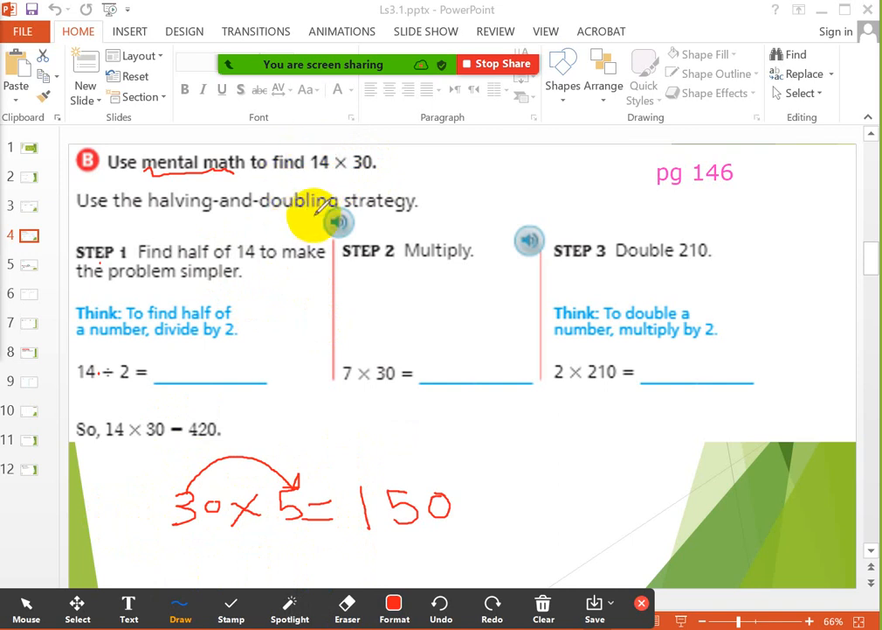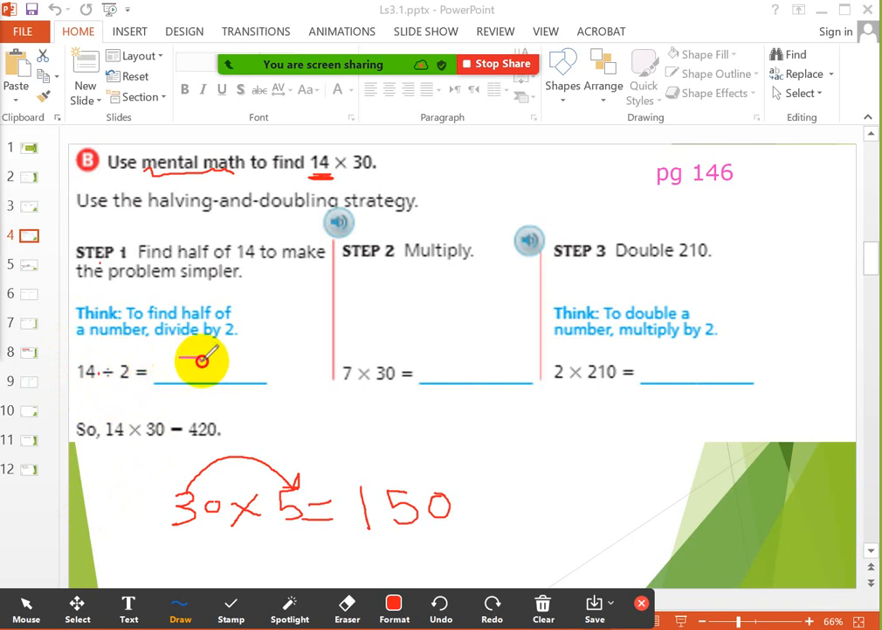So what I have to do here, I will make this number a 1-digit number. How will I do that? I will do that by dividing this number into 2 equal parts, by dividing the 14 by 2. So 14 divided by 2 equals what?